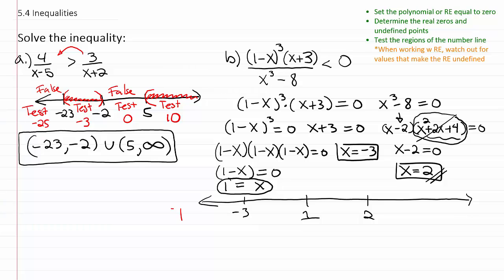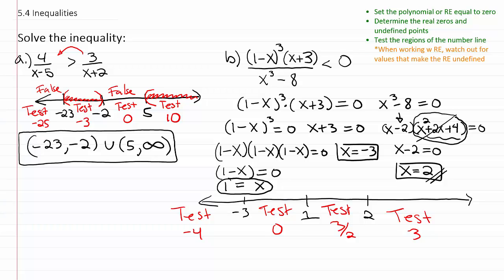All right, so we'll test, say, -4 here on this side. Then we can test 0 here because 0 is between these two numbers. Then we might test, let's say, something like 1.5 or 3/2, in other words. And then we can test something simple like 3. Okay, so let's see what happens when we plug in -4.